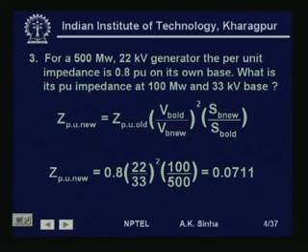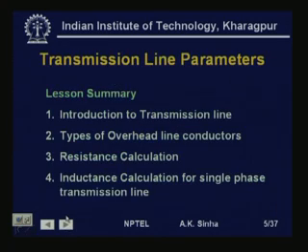So, using this relationship, once we substitute these values, we will get Z per unit at the new base of 100 megawatt and 33 kV as 0.8 into (22 by 33) whole square multiplied by 100 by 500, which will come out to be equal to 0.0711 per unit. That is, from 0.8 per unit, the value changes to 0.0711 per unit on the new base. So, after this we will get into lesson 3.